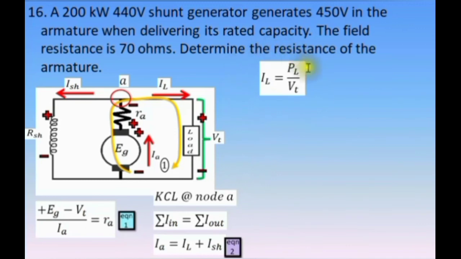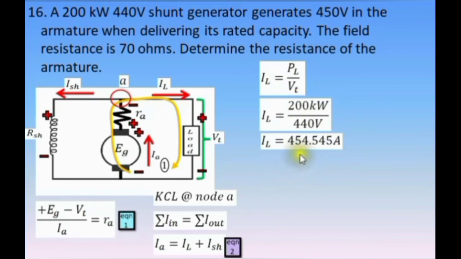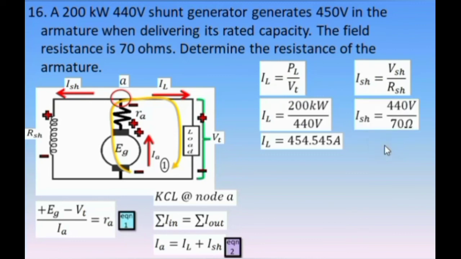For IL, we use this derived formula from power equals current times voltage. The rated power of this generator is 200 kilowatts and the terminal voltage is 440 volts. Substitute those values. We have 200 kilowatts divided by 440 volts. IL equals 454.545 amperes. To determine ISH, analyzing this circuit by using Ohm's law, we have ISH equals VSH over RSH. The shunt field voltage is equal to the terminal voltage, that is 440 volts. The value for the shunt field resistance is 70 ohms. Therefore, ISH equals 6.286 amperes.